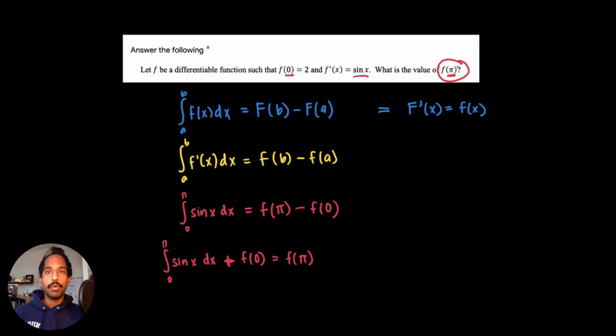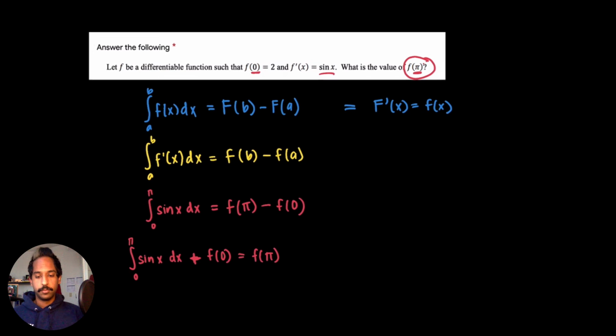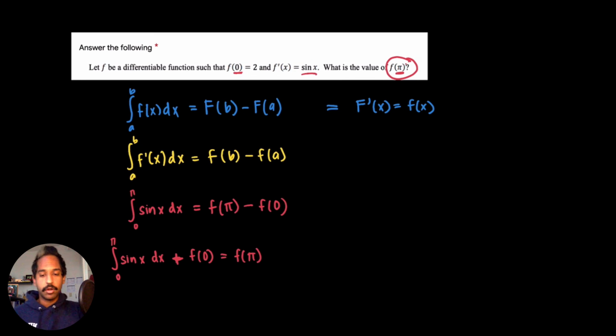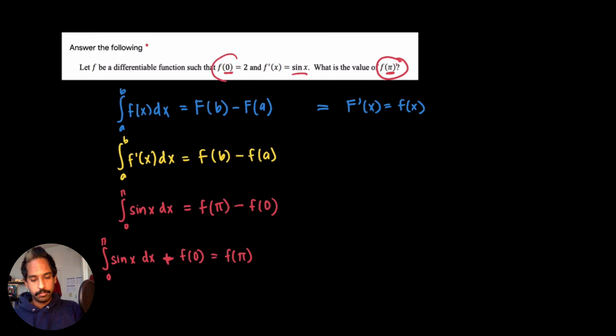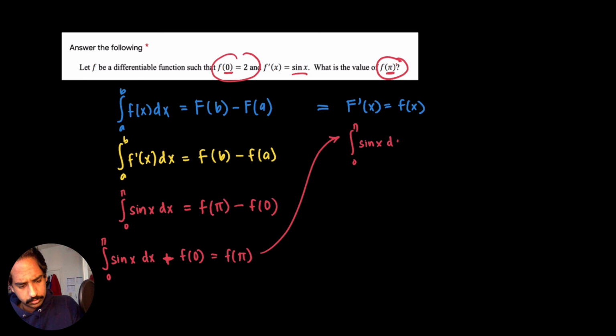Now what do we know? Well, I'm going to move this over a little bit. We know that f of 0 equals 2, so I can plug that in. I'm going to draw this arrow so I know that I'm following my work here. The integral from 0 to pi of sine x dx plus 2 equals f of pi.